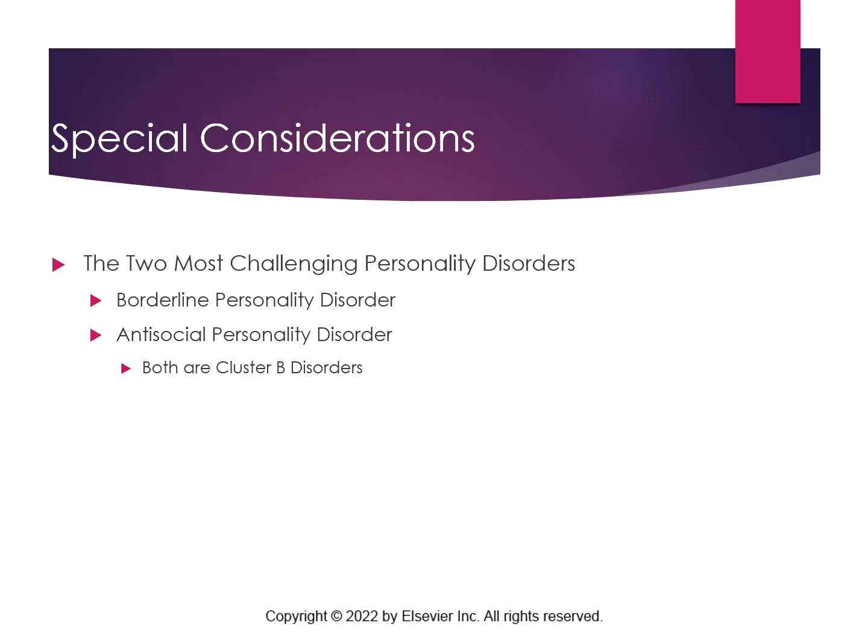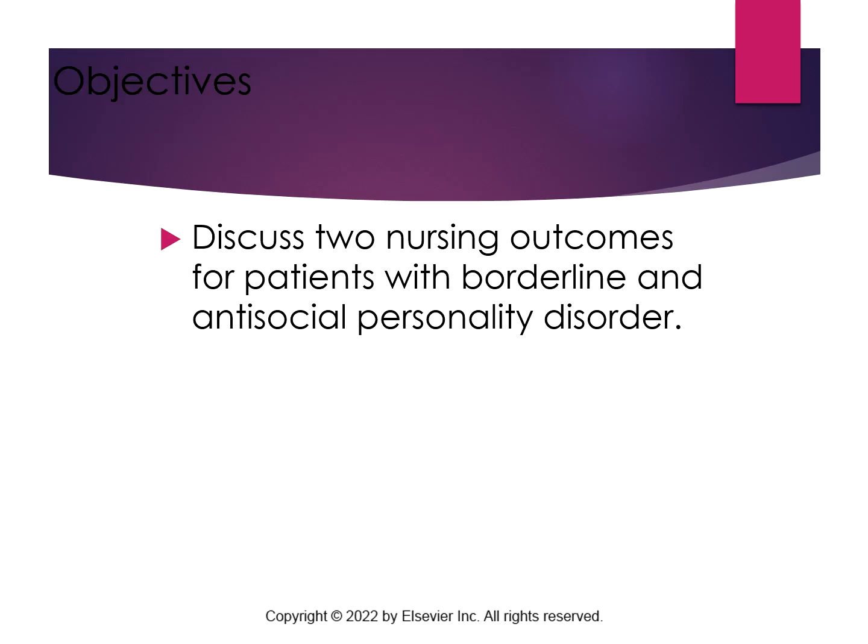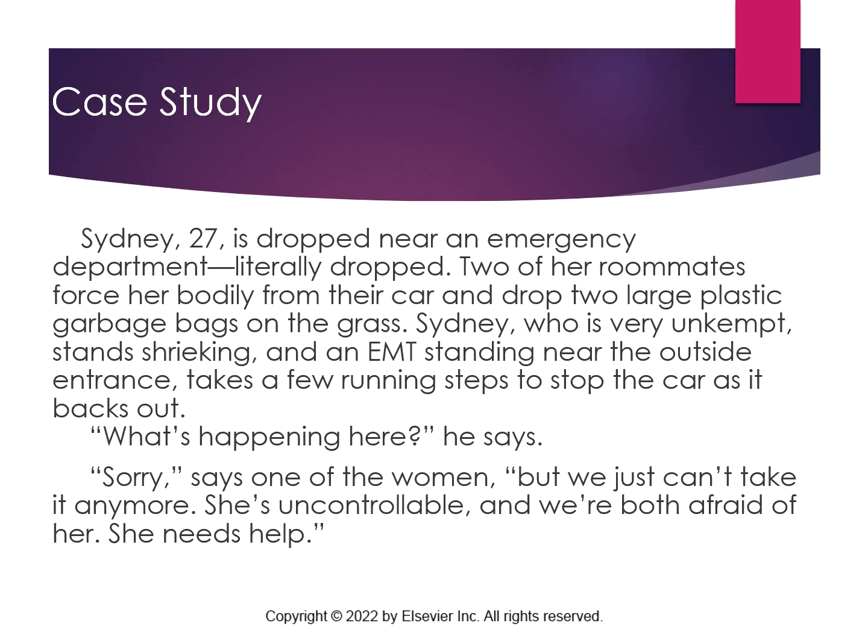Some special considerations would be the two most challenging personality disorders. Again, I mentioned this earlier. They would be the borderline personality disorder and the antisocial personality disorder. Both are cluster B disorders, and these are the most complex disorders. The objective for this part of the lecture is to discuss two nursing outcomes for patients with borderline and antisocial personality disorders.